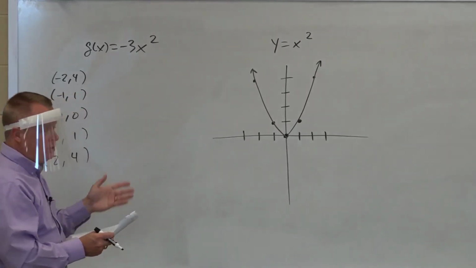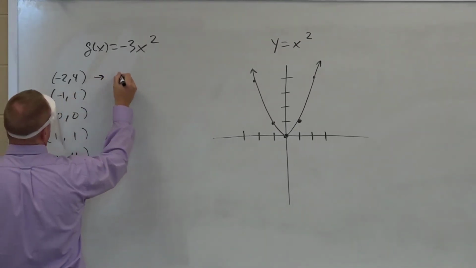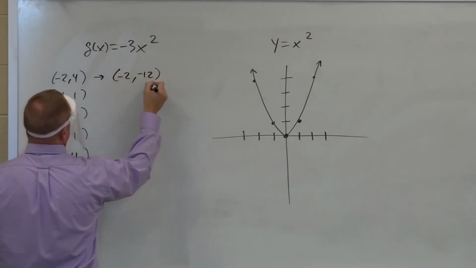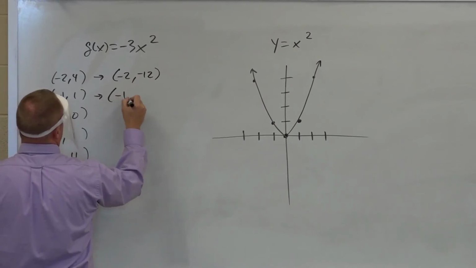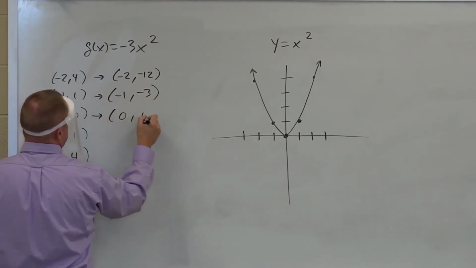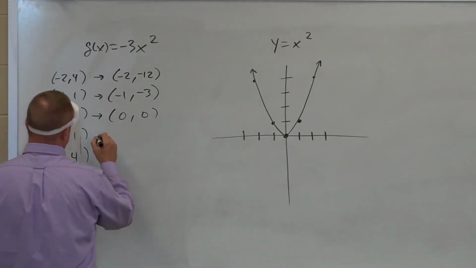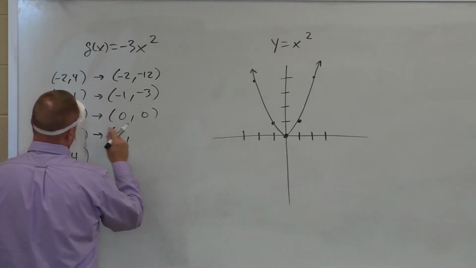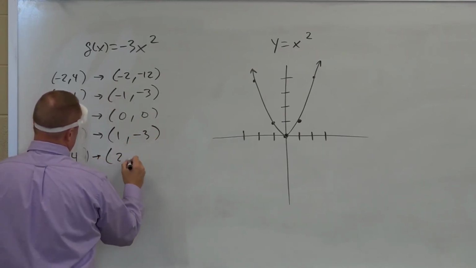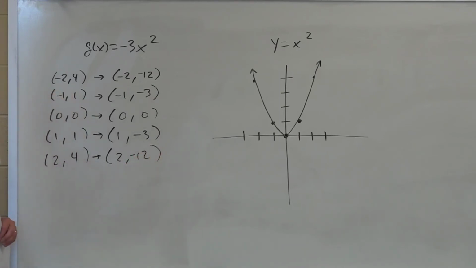So you can just take each of these points. Your x is going to stay the same. Your y would be negative 12. Zero is going to stay the same, right? Because 0 times negative 3 is 0, same. 1 times negative 3 is negative 3. 4 times negative 3 is negative 12. That will be your points, all right?